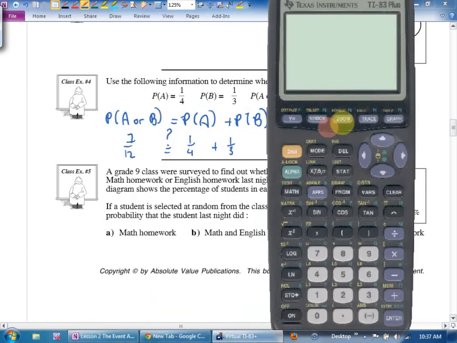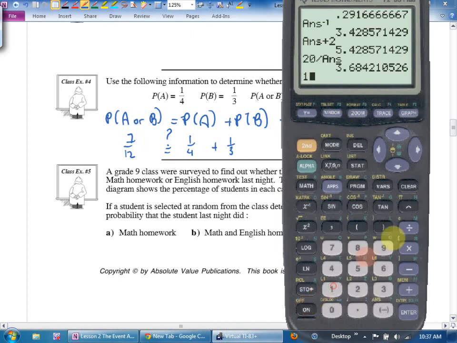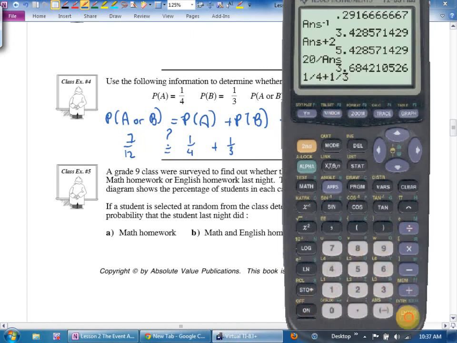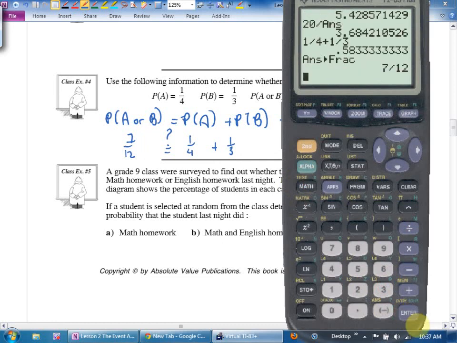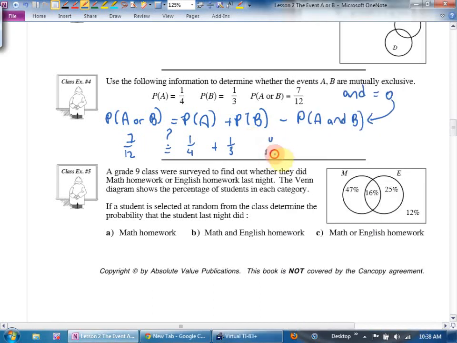1 quarter plus 1 third equals... Oh, is 1 quarter plus 1 third 7 over 12? It is. So I guess I don't need the and. Oh, that must mean that the and must have been zero. There was no overlap. Therefore, mutually exclusive.